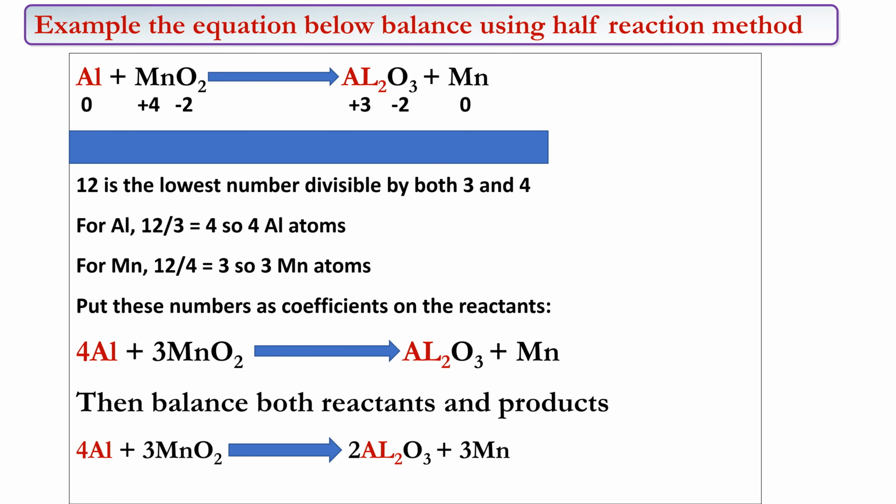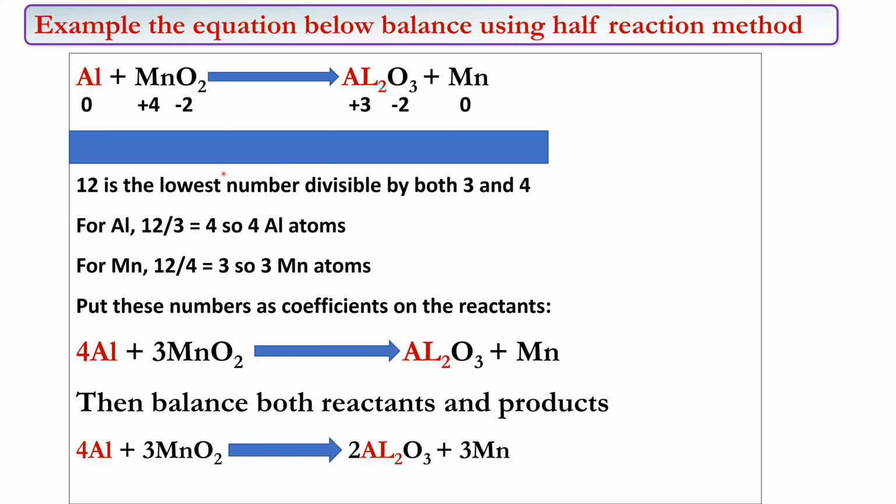Okay, let's look at an example on how to balance redox equation using half reaction method. So if you have this equation and you're asked to balance it using the half reaction method, first you write down the oxidation numbers of all the atoms in both the reactant side and the product side. Aluminium here is 0, the oxidation number. The oxidation number for manganese here is +4. That of oxygen is -2. That of aluminium in this compound is +3 and that of oxygen is -2. The oxidation number for manganese here is 0.